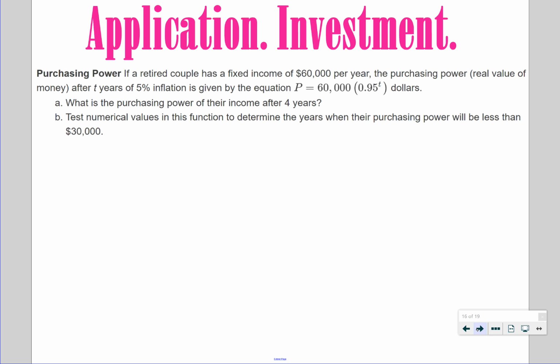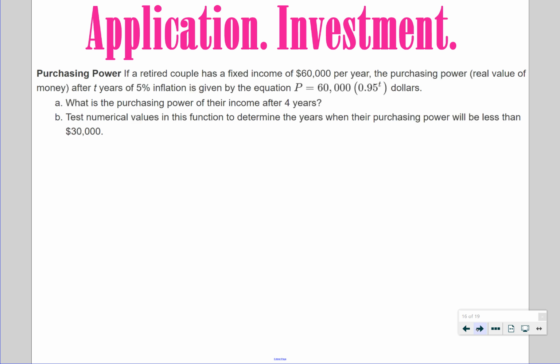Okay, let's look at an application problem. This is an application about purchasing power. It says a retired couple has a fixed income of $60,000 per year. The purchasing power, which is the real value of their money after T years of 5% inflation, is given by the following model. So they've already written the equation for you, and we're going to use this to answer some questions.